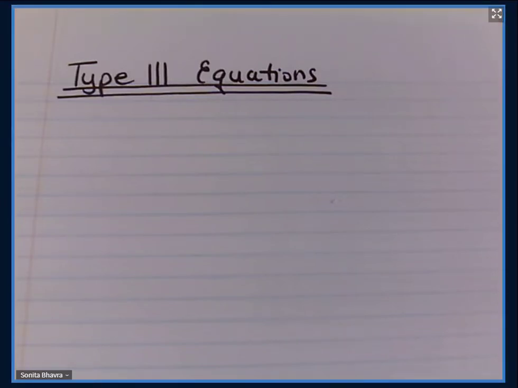Today's lesson is on type 3 equations. So type 3 equations is going to have more than 2 steps to solve for the variable. So you might see that there's more than one group of variables. So what we have to do to solve a type 3 equation is we have to collect our like terms.